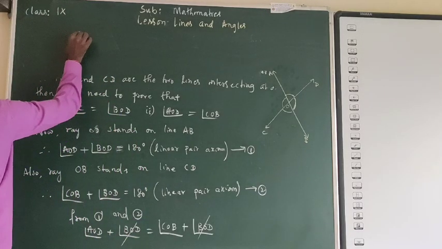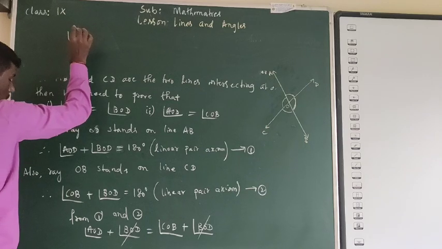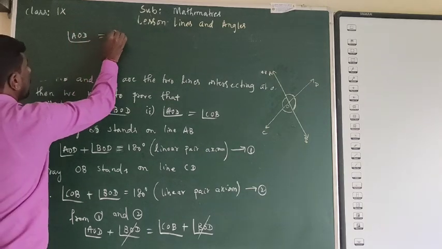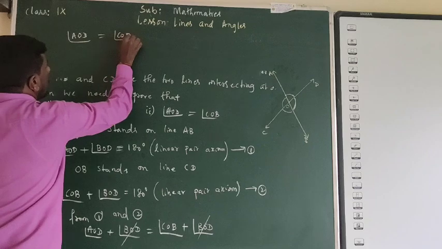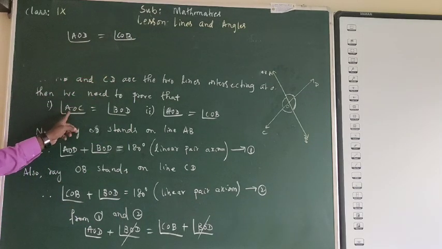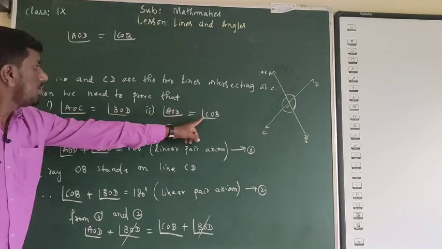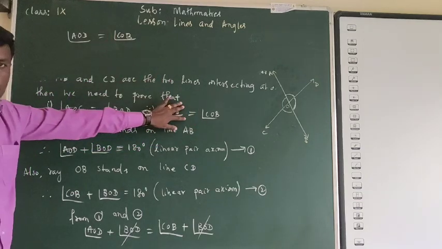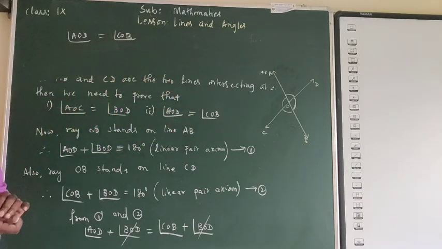What is remaining? Angle AOD is equal to angle COB. So that is what we need to prove. We need to prove that AOD is equal to COB. That is, this we have proved. Similarly, we can prove this.